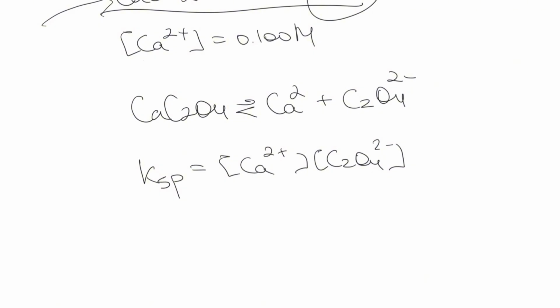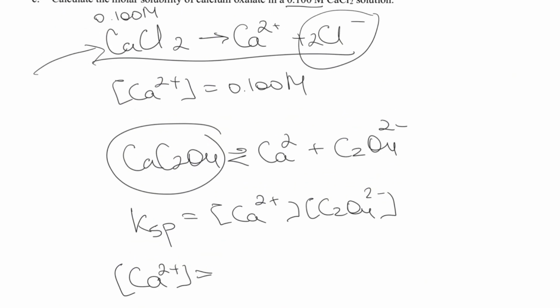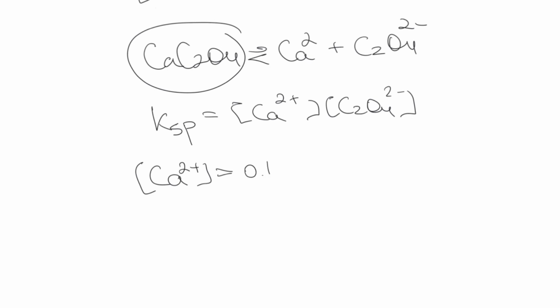Since the molar solubility of calcium oxalate will be extremely small, we can safely assume that the concentration of calcium 2 plus ions from the calcium oxalate will be negligible, and therefore the concentration of calcium ions in this solution of calcium chloride will be just equal to 0.100 molarity. Now, doing the same as before, let X be the solubility of the calcium oxalate in this solution.